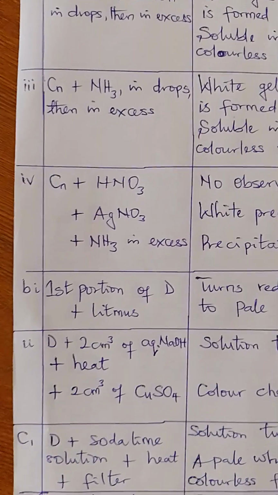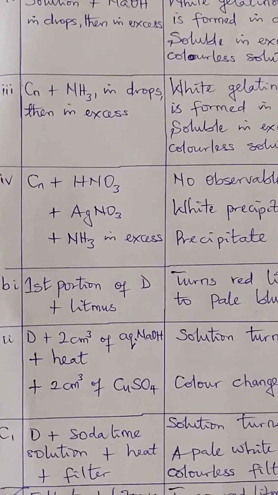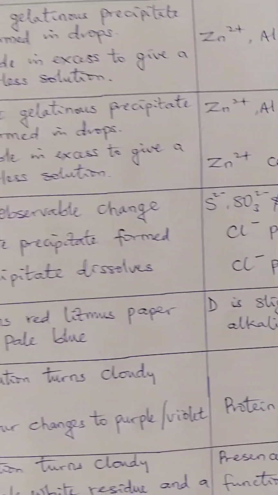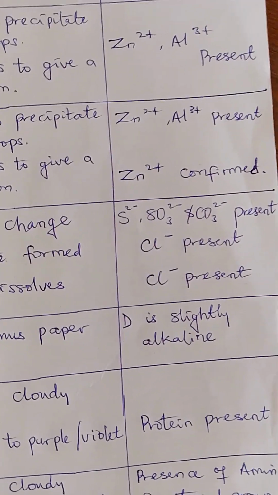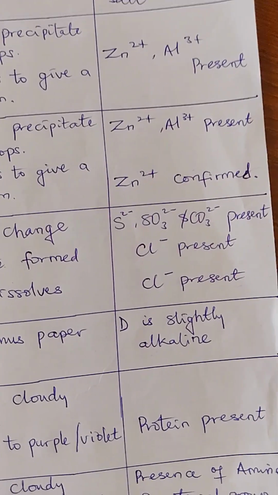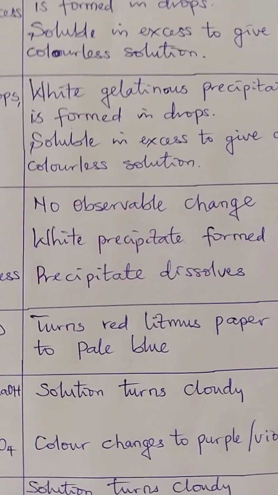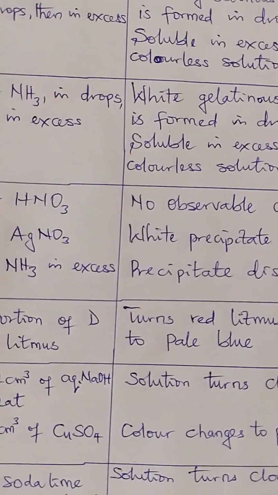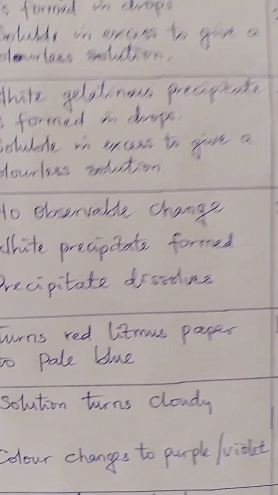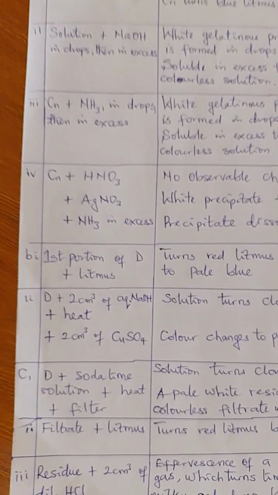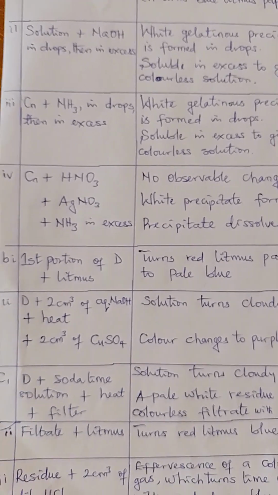Now, if you have that Cn, you may be asked to add HNO3. If you add it with HNO3, there will be no observable change. And where there's no observable change, that could represent S2 minus, CO3 2 minus, or Cl minus present. Then when you add silver nitrate and it forms a white gelatinous precipitate, it confirms Cl minus present. Or they ask you to put ammonia in excess and the precipitate dissolves, it also confirms the chloride ion present. These are possible questions that can come up with that salt.